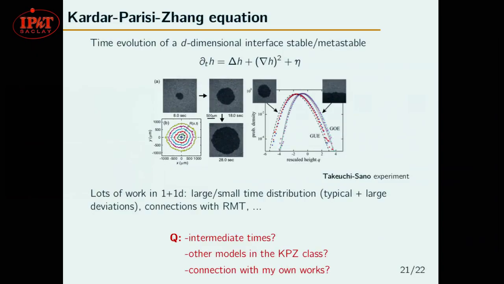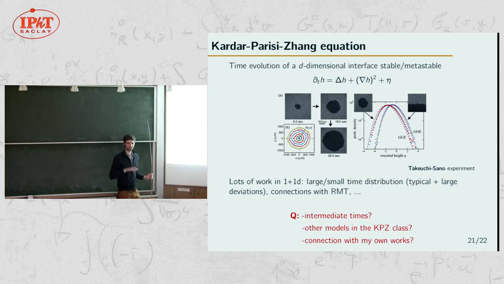Of course. So, the KPZ equation was introduced to study the evolution of an interface between a stable and a metastable phase. Here I show examples from a very nice experiment where you have a liquid crystal, which is in a metastable phase, and you put a small perturbation in the middle, which creates a stable phase, which then grows and grows and so on. And this is the equation that they wrote to describe the evolution of the height.